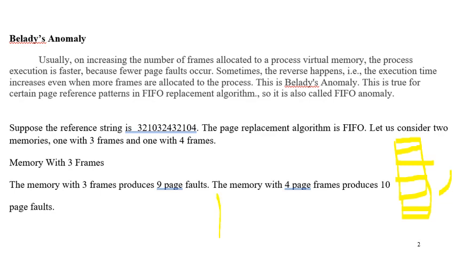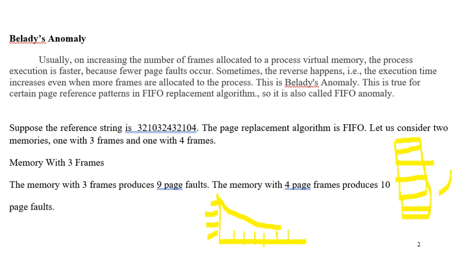So this is the graph. These are the frames and these are the page faults. They should be decreased: this is the page fault axis and it will decrease as the number of frames in memory increases. As we increase the number of frames in the memory, the page faults will decrease.